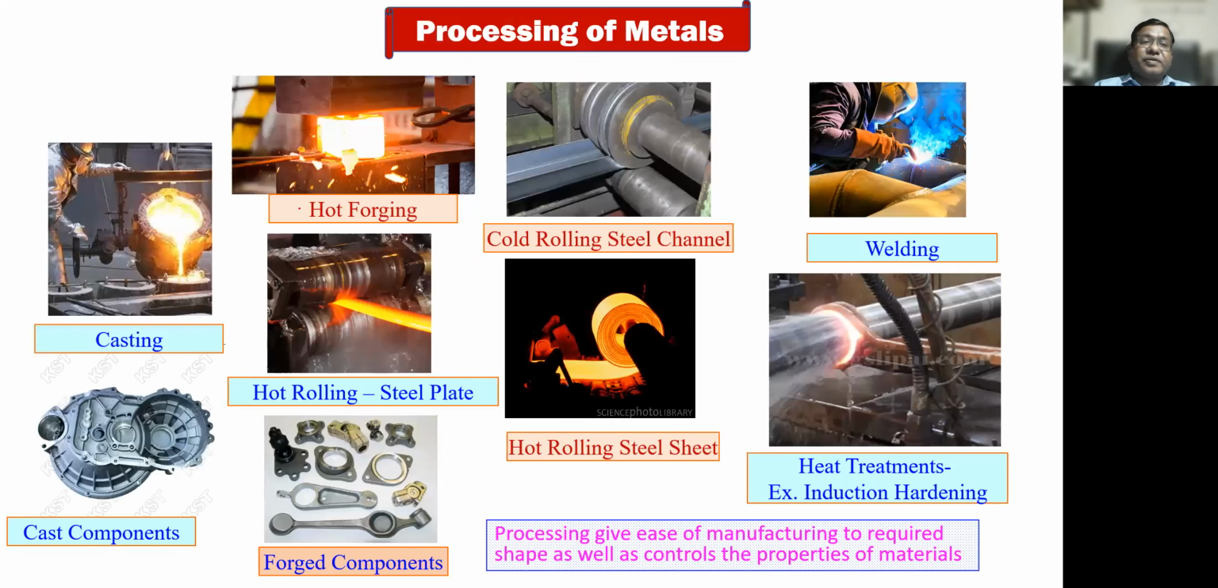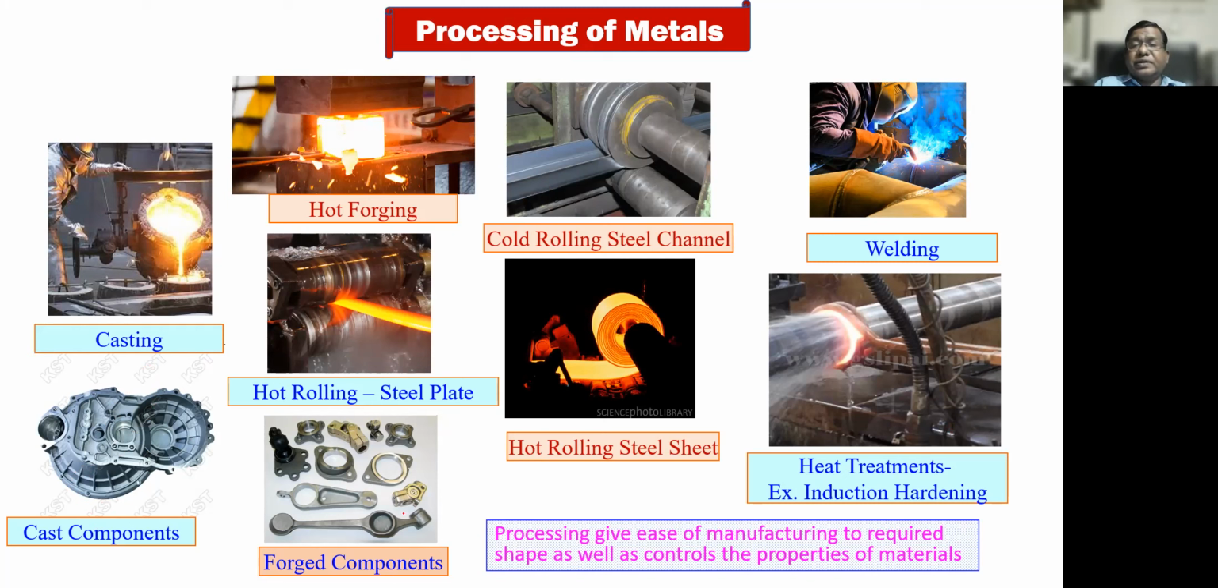So what are the processes? There can be n number of processes. I am just giving some examples. A basic process is casting, meaning heating the metal to liquid state and then pouring it into the mold. So you can get a complex shape, like gray cast iron, aluminum casting. Then hot forging, cold rolling, hot rolling. These are forged components.